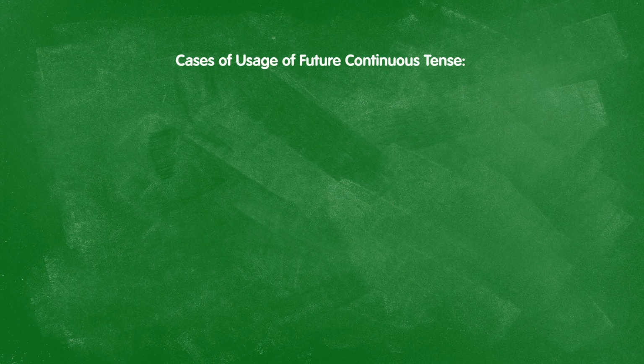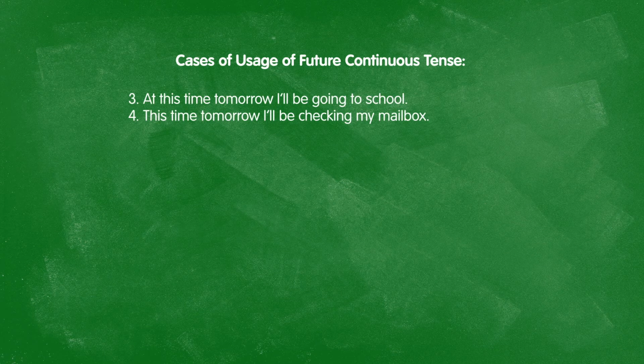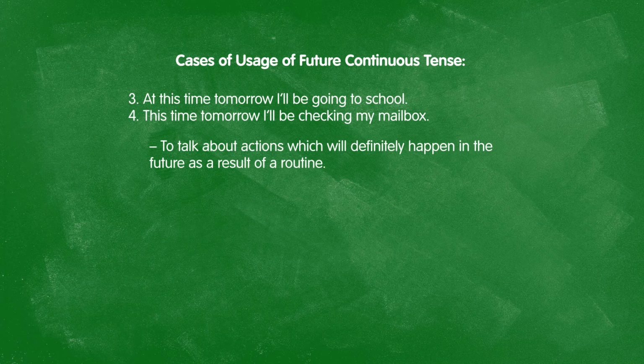We can also use the future continuous tense when we're talking about actions that will definitely happen as the result of a routine. For example, at this time tomorrow, I'll be going to school. Or this time tomorrow, I'll be checking my mailbox. Because these events happen every day, and because I can rely on them to happen, I can use the future continuous tense to express them.